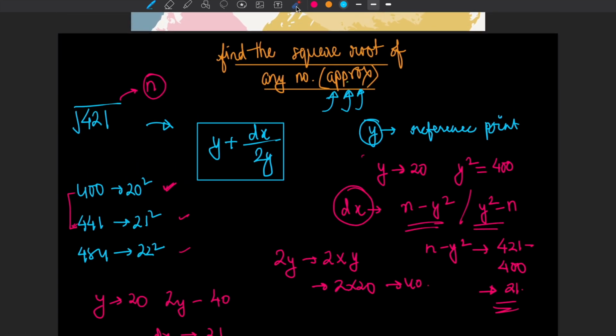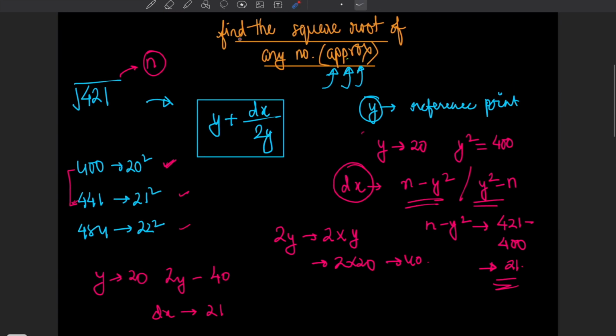Let me use the laser pointer. So we are supposed to find the square root of any number. Again, this is an approximation, not the exact answer. You may or may not get the exact answer. Our formula is y plus dx by 2y. What is y? Y is the reference point whose square is very close to the number whose square root we are supposed to find.